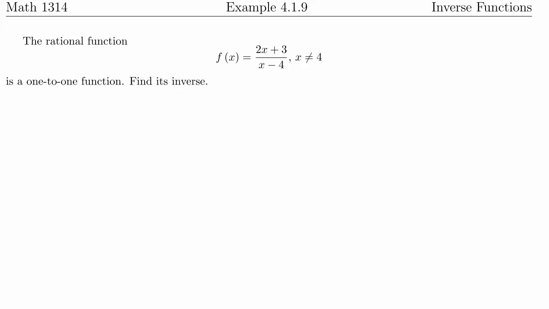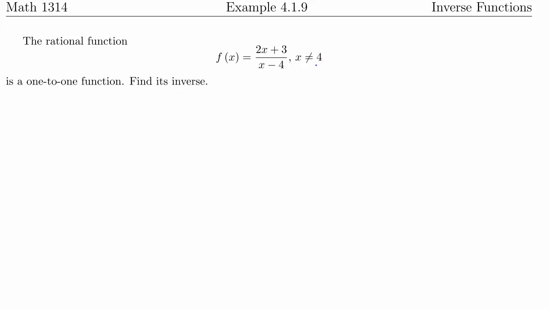Hello. The following example is example 4.1.9 in your notes. The rational function f of x equals 2x plus 3 all over x minus 4, where x is not equal to 4, is a one-to-one function, and we want to find its inverse. Now, here's the thing about this. We're actually being very nice here and saying that x is not equal to 4.